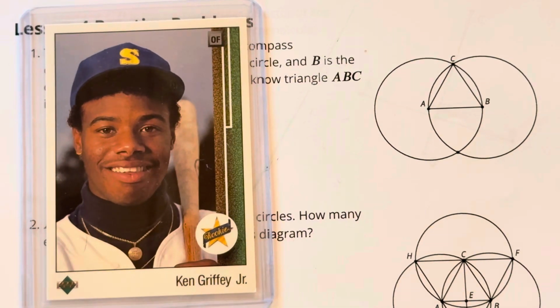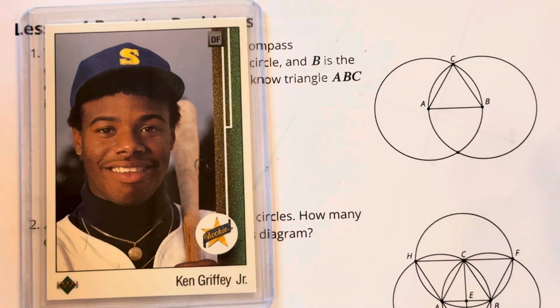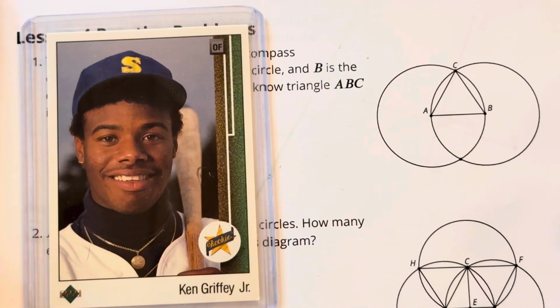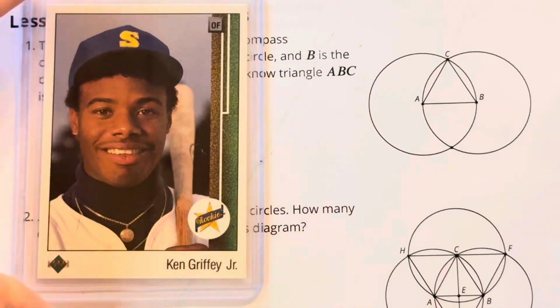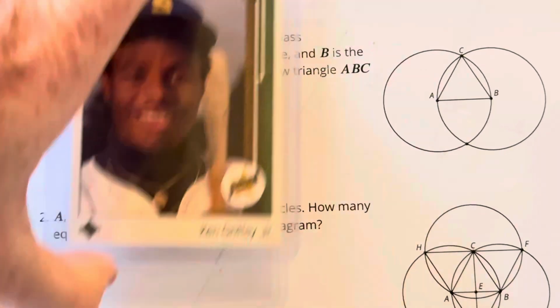Played for the Seattle Mariners. He was a center fielder. He had this beautiful swing. He hit for power. He had a good career average. And he just had the smoothest swing. I don't know for sure, but I don't think he got caught up in the steroid era. But anyway, 89 Upper Deck, Ken Griffey Jr. All right, here we go.